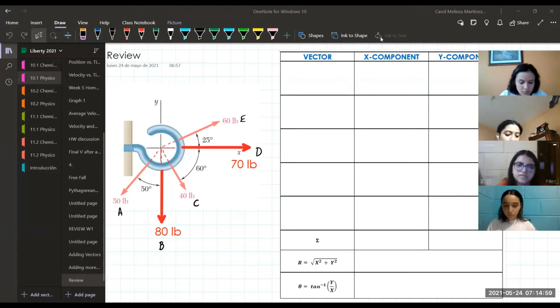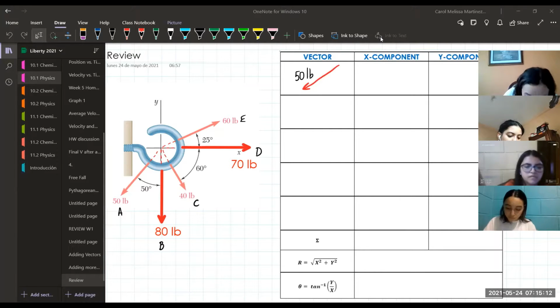So my vector A, it's like this. It is 50 pounds. And I have an angle. Take a look at how the angle is taken. And it is 50 degrees.